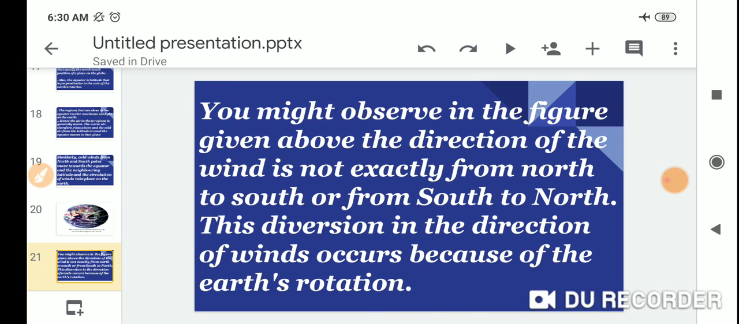You might observe in the figure given above that the direction of the winds is not exactly from north to south or from south to north. This diversion in the direction of the winds occurs because of the earth's rotation.